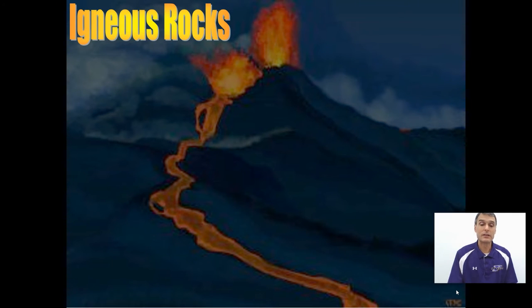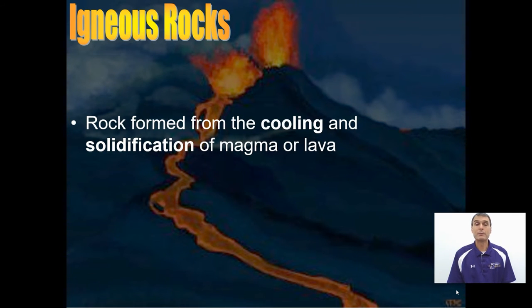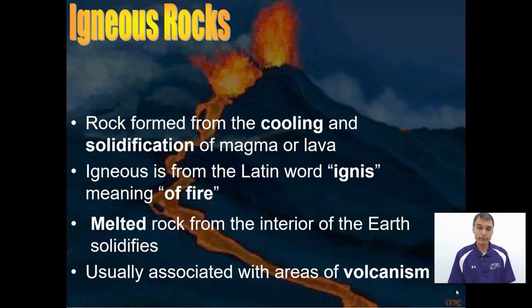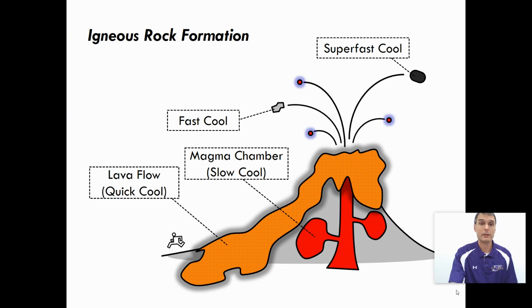So the first type of rocks is igneous rocks. What we need to know about them is they're formed after a rock melts. So melting must occur, and then that rock has to cool and solidify from magma or lava. Igneous comes from a Latin word ignis, which means of fire. So these are fire-formed rocks. They're melted from the interior of the earth, and then they solidify, and they're obviously associated with volcanoes.